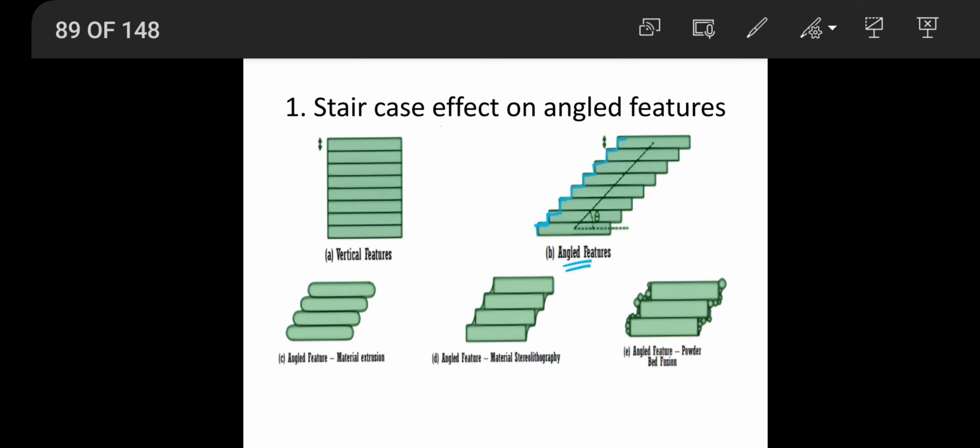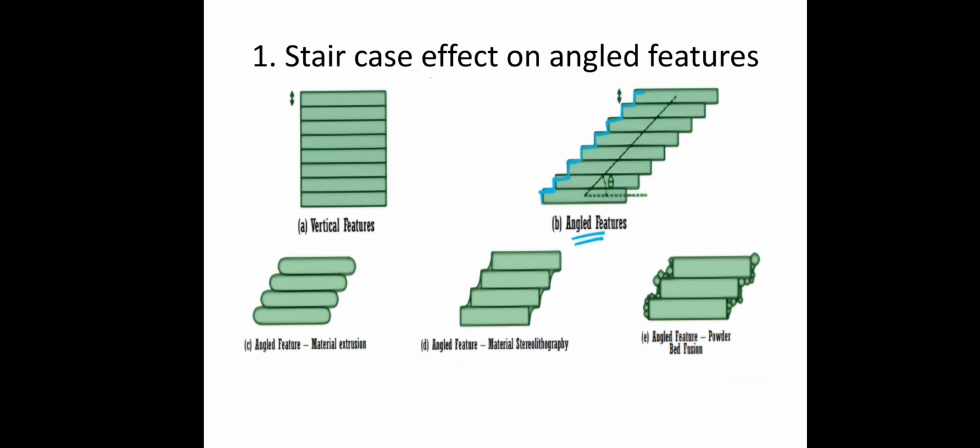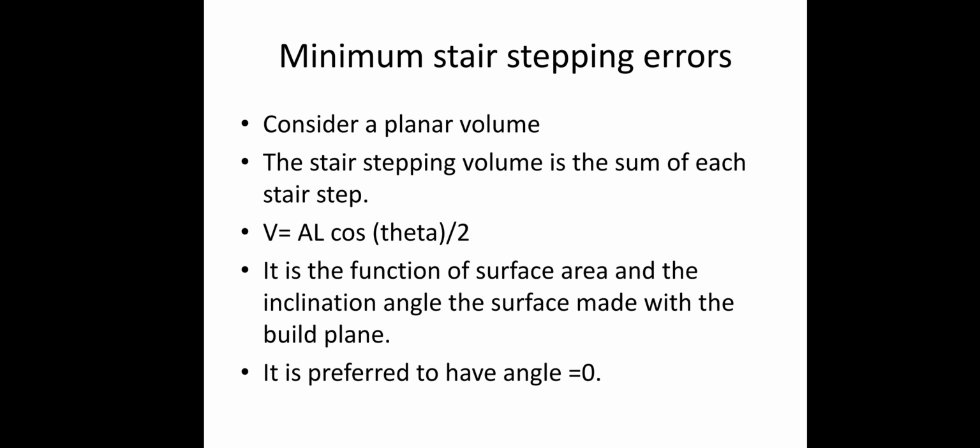So the vertical features and angled features are differentiated here. Angled features in metal extrusion form are given in figure C, angled features in the stereolithography process are given in figure D, and angled features in the powder bed fusion process are given in figure E. The angled features create problems in the designs. The stair stepping error should be minimum in the printed parts.